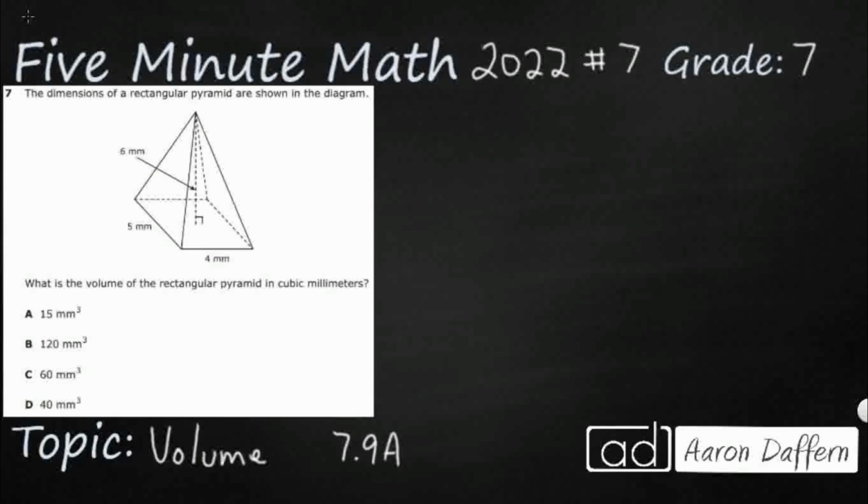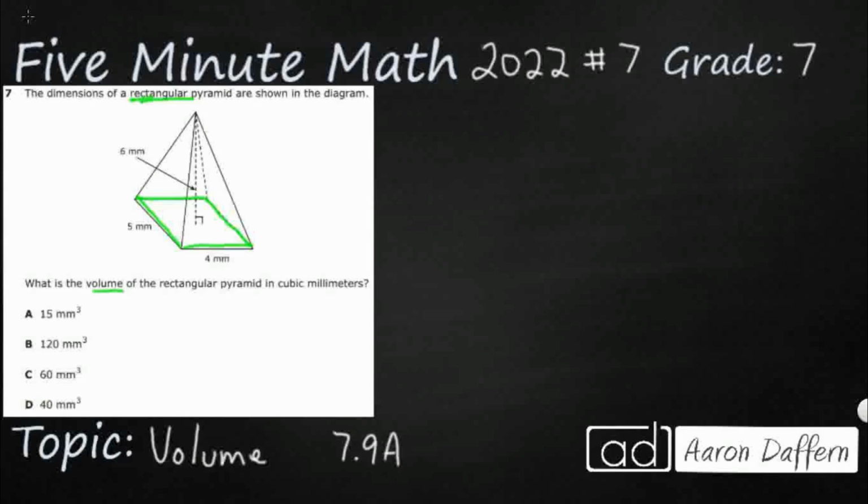So we have a rectangular pyramid, and this first word, rectangular, just lets us know that the base is going to be a rectangle. There are triangular pyramids, there are square pyramids. This is a rectangular based pyramid, and we've got the dimensions shown, and we are simply looking for the volume. So it's a pretty straightforward problem as long as we know where to look for our formula.